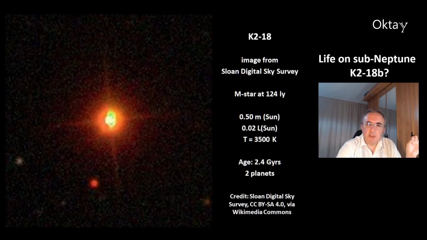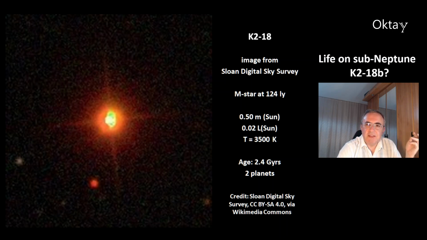This is an image of the red dwarf K2-18 from the Sloan Digital Sky Survey. Another M star red dwarf at a distance of 124 light years. It has half the mass of the Sun and just 2% of the Sun's luminosity. Its temperature is 3,500 Kelvin.